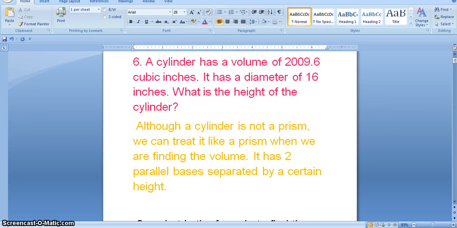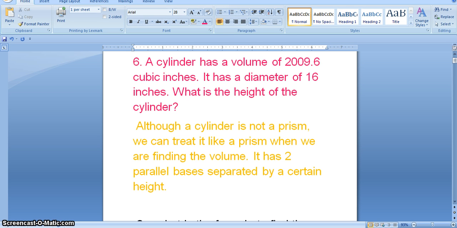I have two problems for you on volume and surface area. A cylinder has a volume of 2009.6 cubic inches. It has a diameter of 16 inches. What is the height of the cylinder?